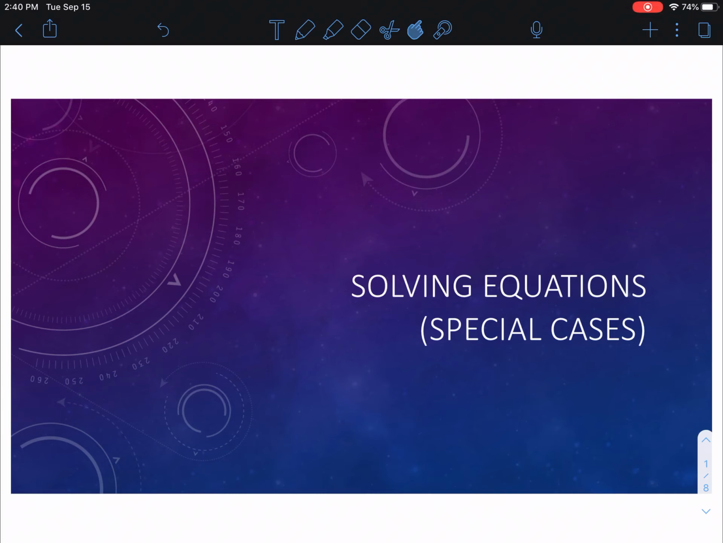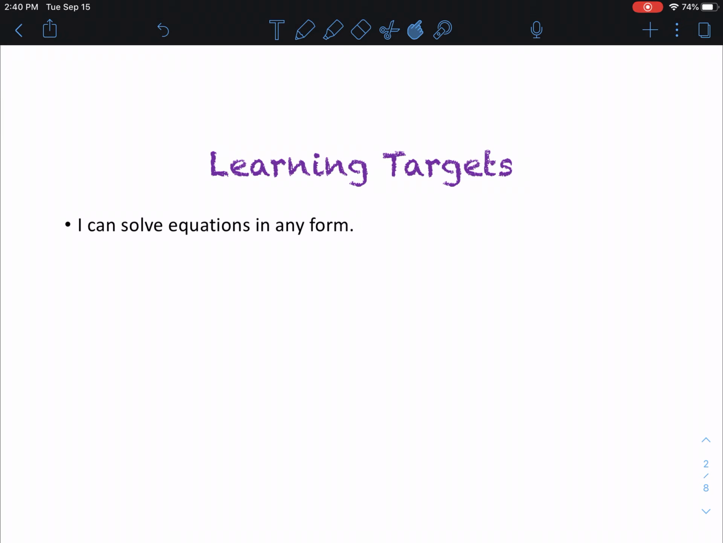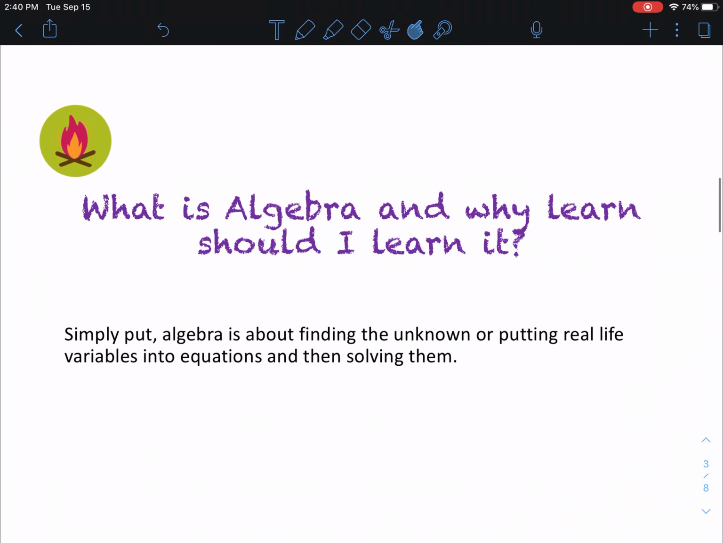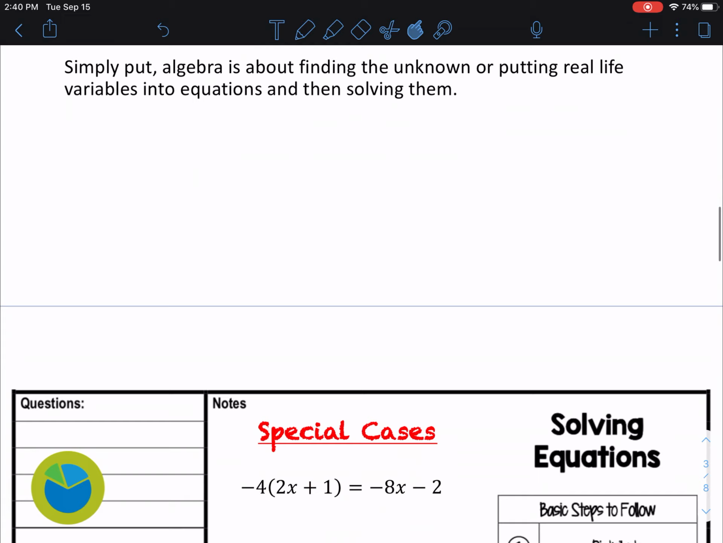Okay, so today we're going to learn about solving equations, but some special cases that come up. So let's take a look. Again, our learning target is to solve equations in any form. So this is kind of the second part of solving equations here. And we talked about why we're doing this a little bit in our other lesson from the other day.